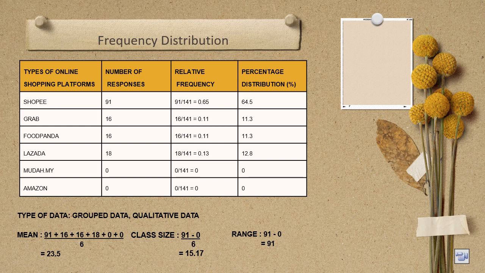So given 23.5, the range: the highest value is 91 and the lowest value is 0. So 91 minus 0 equals 91, so the range is 91. Finally, the class size: 91, the highest value, minus the lowest value, 0, divided by 6, equals 15.17.